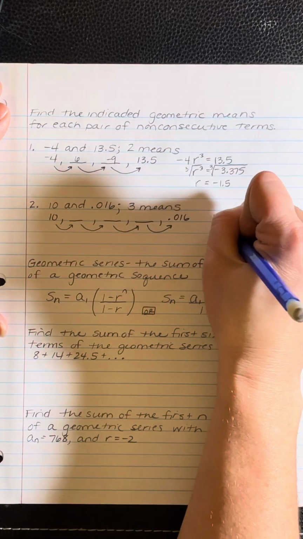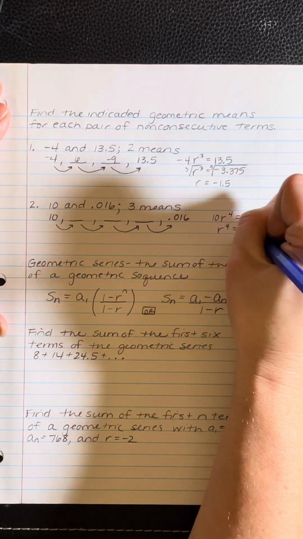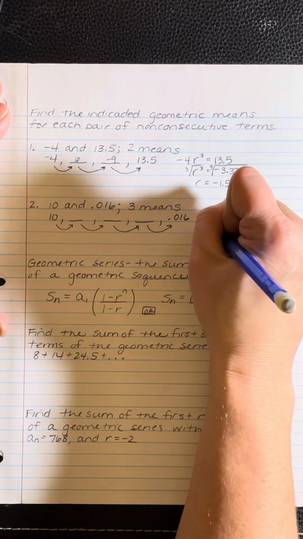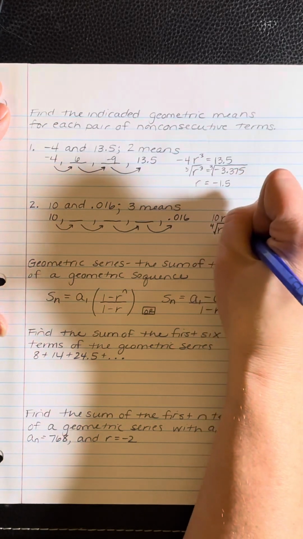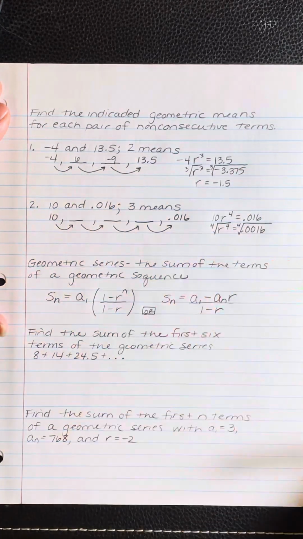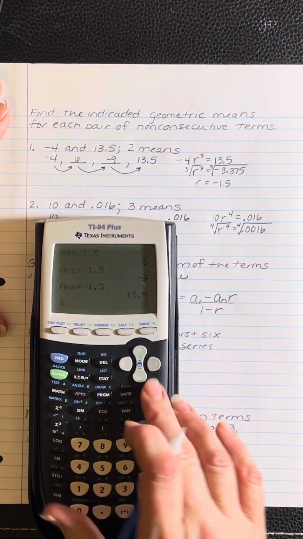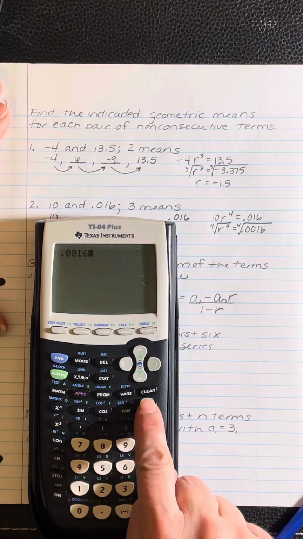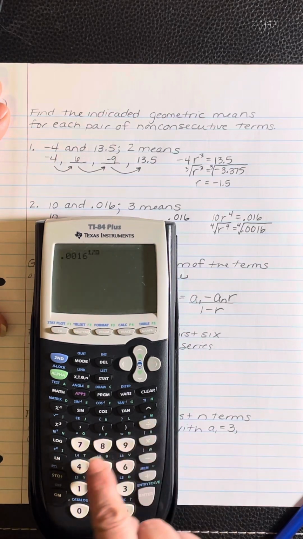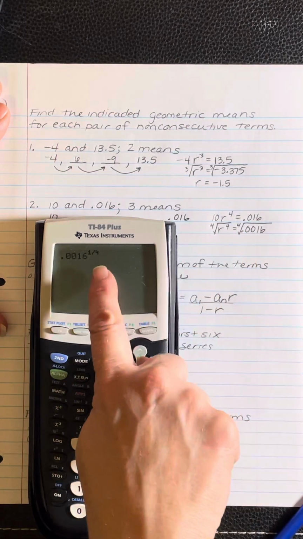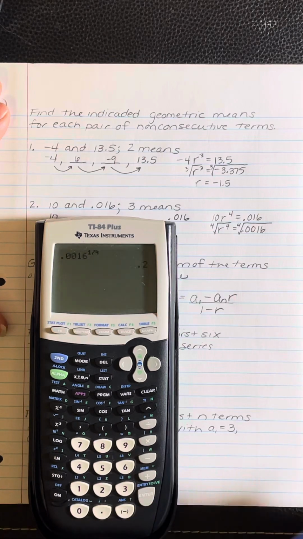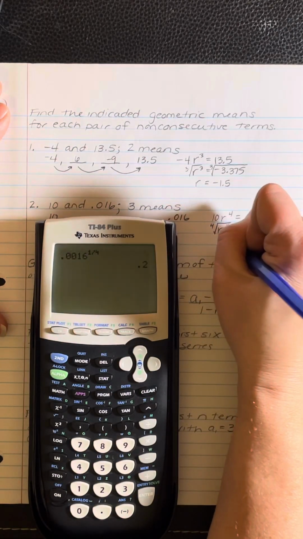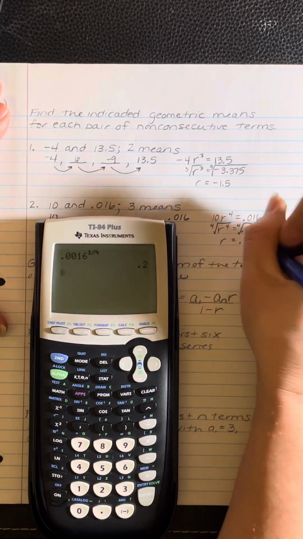So I divide by 10, and then I take the 4th root of both sides. I already know the answer to this one, but I'm going to show you. So I take 0.0016 to the 1/4 power. The 4th root is the same as the 1/4 power. And so r is equal to 0.2.